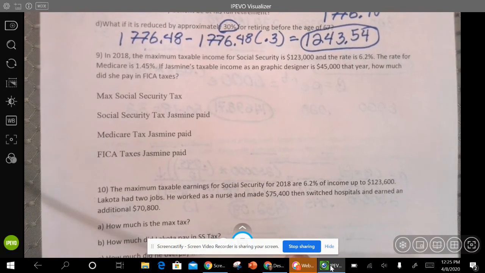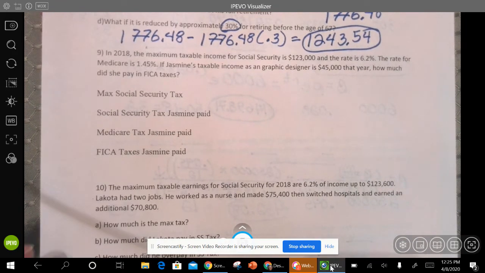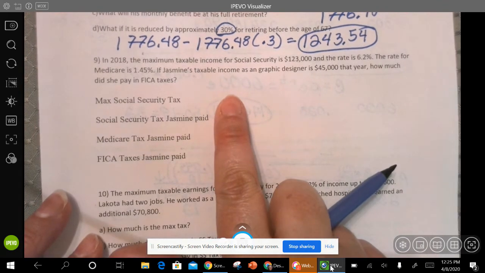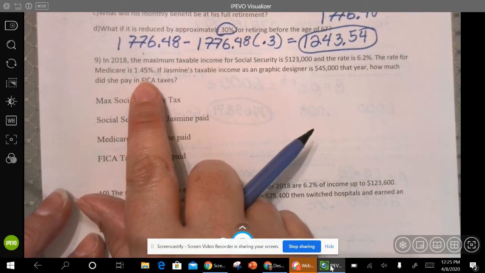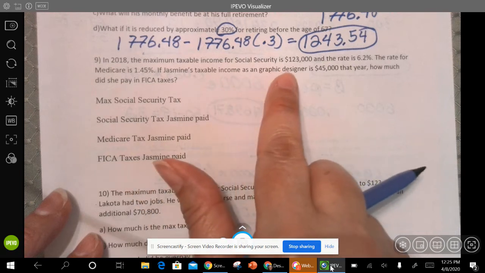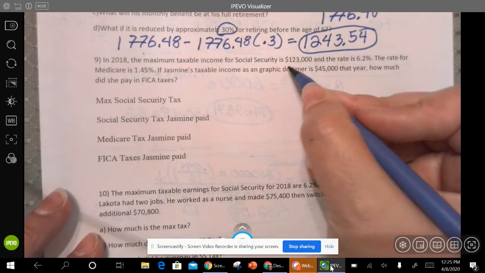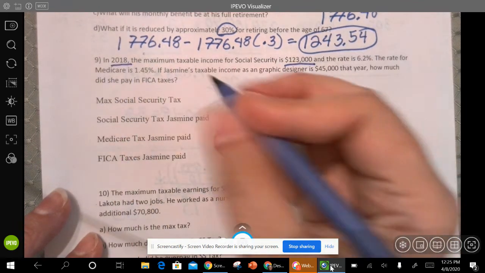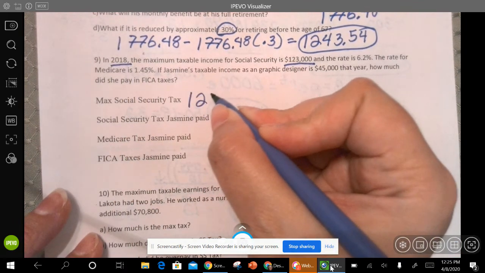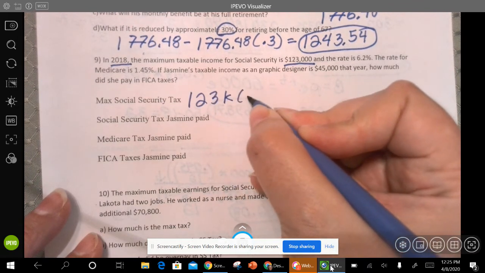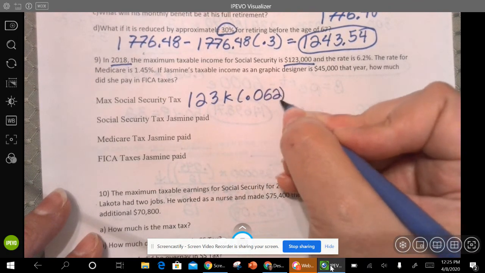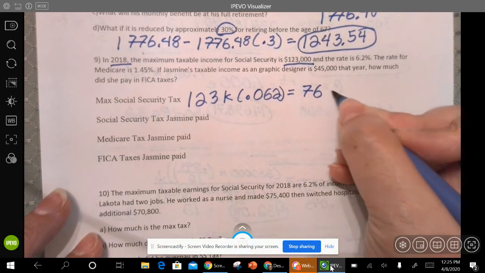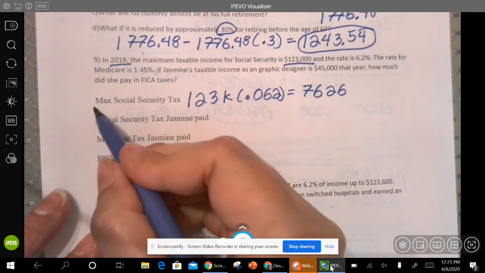Okay, so number 9. So this one is looking at taxable income. So it's going to be Social Security, so maximum Social Security tax in 2018, so 123,000 times the rate 0.062. Okay, so we get $7,626, so that's the maximum.